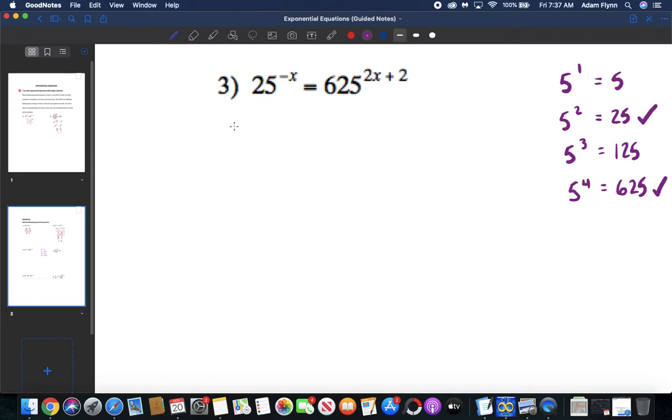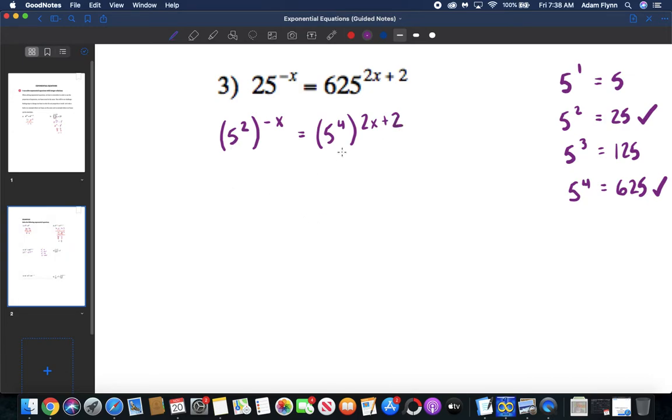Okay, so I'm just going to rewrite this equation. So instead of 25, I've got 5 to the fourth, or sorry, 5 to the second, to the negative x, equals 5 to the fourth to the 2x plus 2.